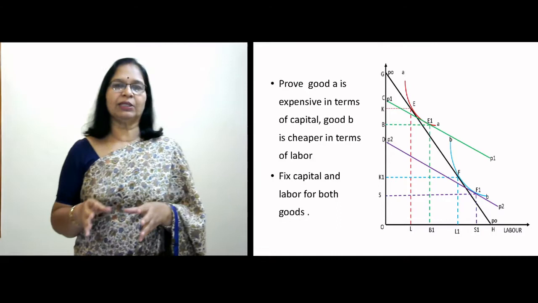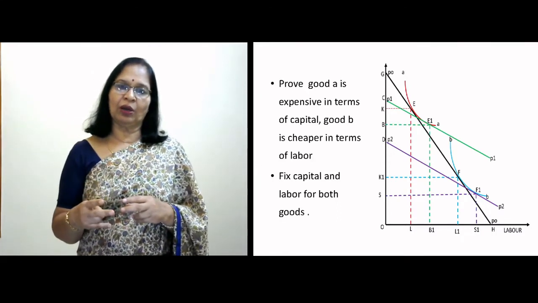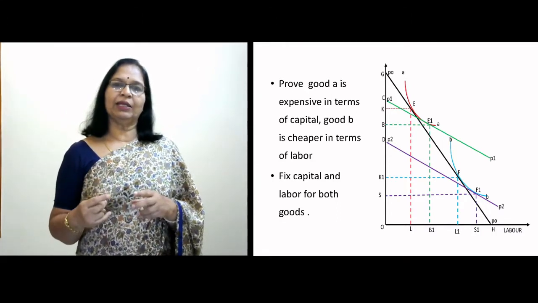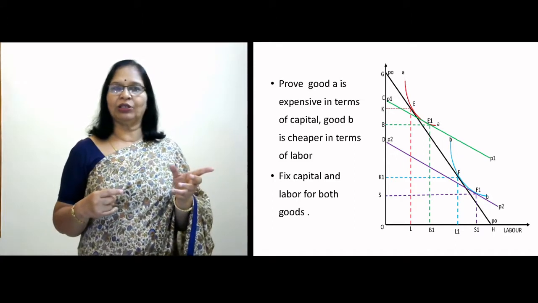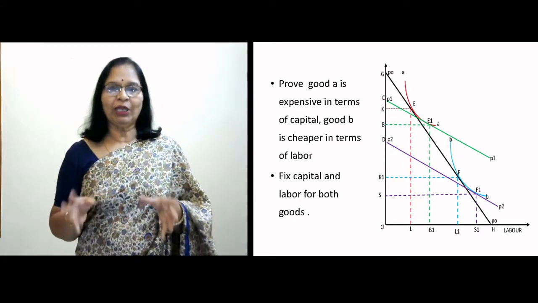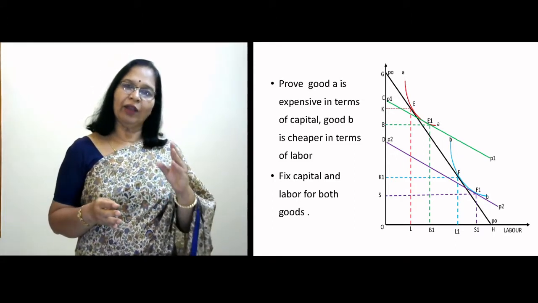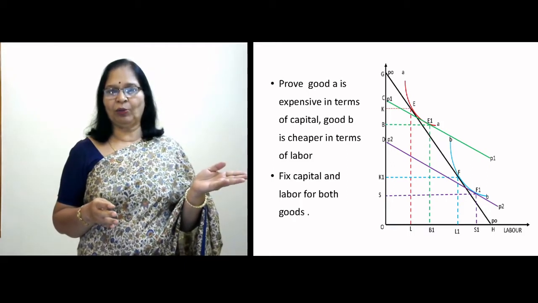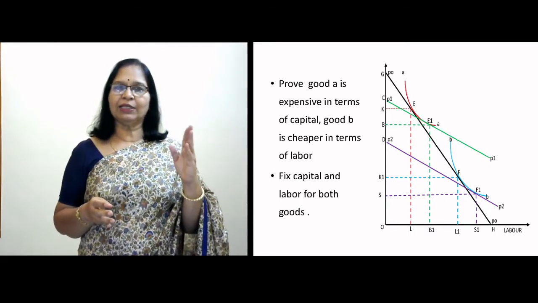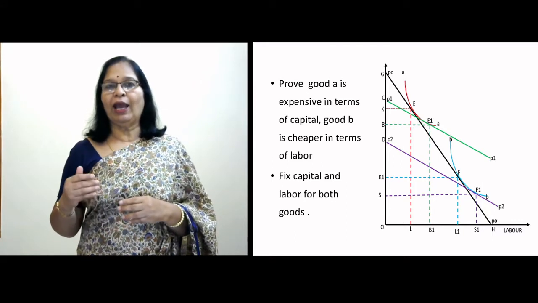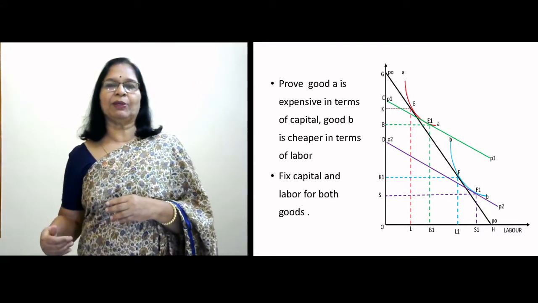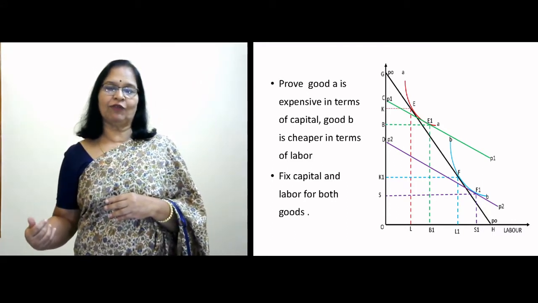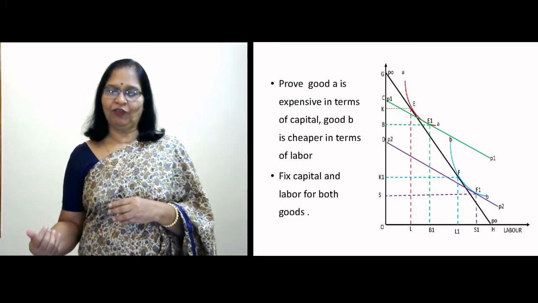So by using this diagram, two isoquants, two price lines and the older price line for country A, we have been able to prove that country A will specialize in the production of the commodity on the vertical axis, that is a capital intensive good, and country B will specialize in the production of a labor intensive good using the abundant factor.